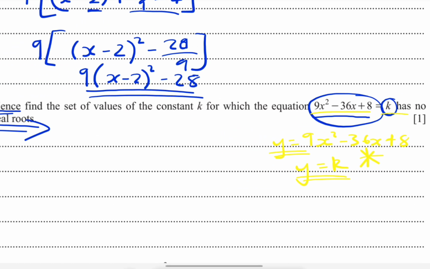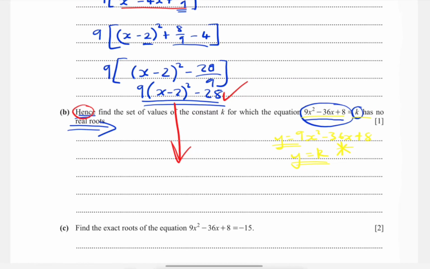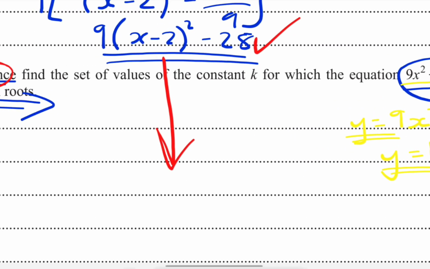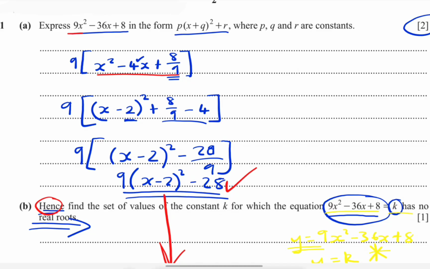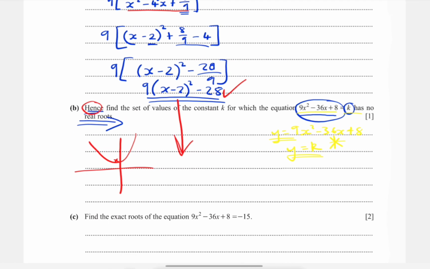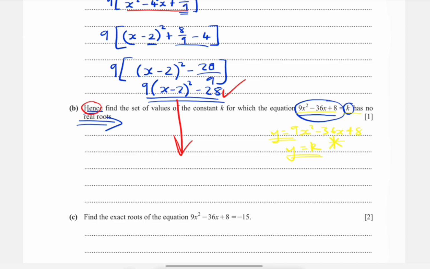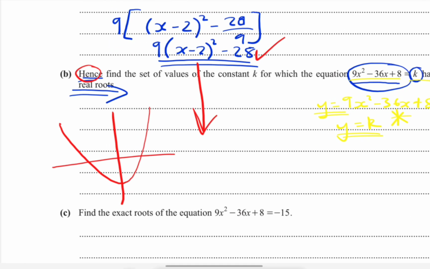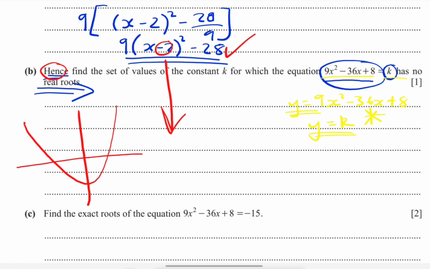So we want a set of values of k for which these two do not intersect. And for that, they said hence, meaning we are going to use our answer from the previous question. If we try to get the graph, it is a positive coefficient of x squared, so it looks like this, right? And for the minimum point, let me try and draw it more accurately, like this. The minimum point is 2 and minus 28. So this is the minimum point, right? 2 and minus 28.